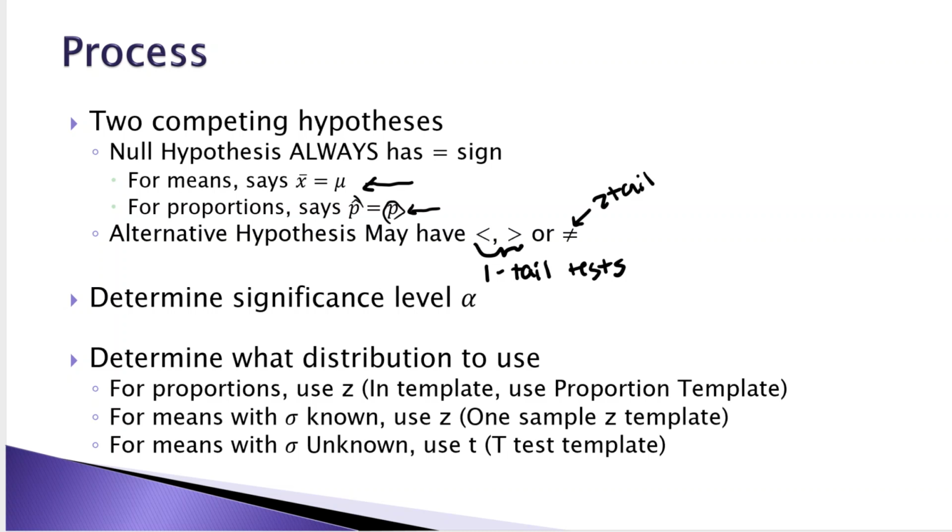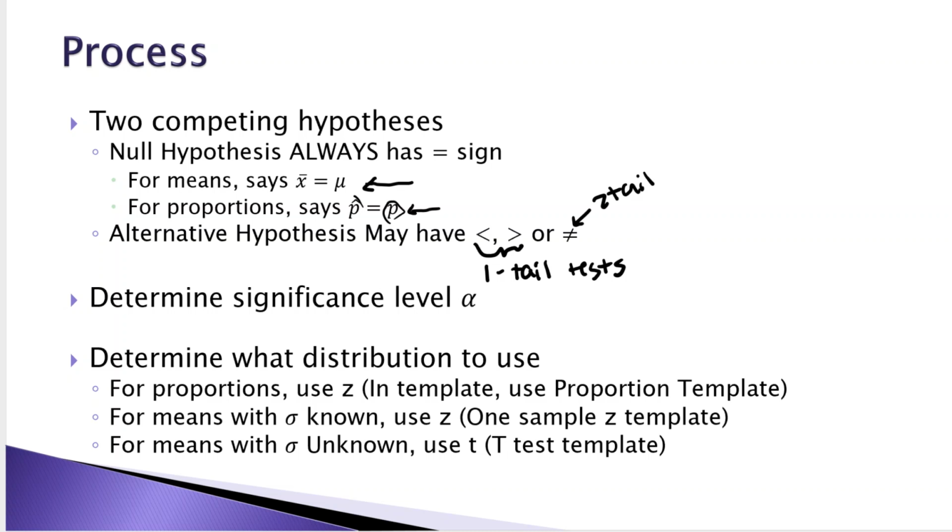So we're kind of setting the stage for the trial. We come up with our claims, guilty or innocent. We decide how certain we want to be. We figure out what distribution to use. These are like coming up with the motions before the trial, things like that.